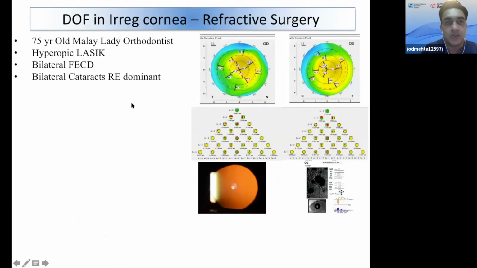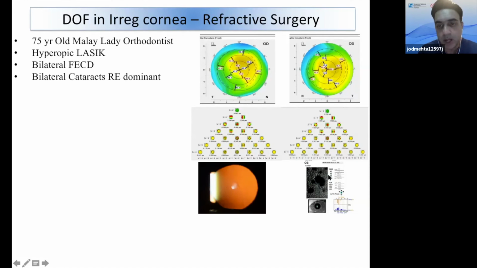So what about in refractive surgery cases? Here we have a 75-year-old Malay lady. She's an orthodontist. She had hyperopic LASIK in the past, and she has bilateral Fuchs and bilateral cataracts. She's right eye dominant. This is a typical hyperopic ablation profile. If you look, her spherical aberration is minus 166 on both eyes, so she had a lot of negative spherical aberration.